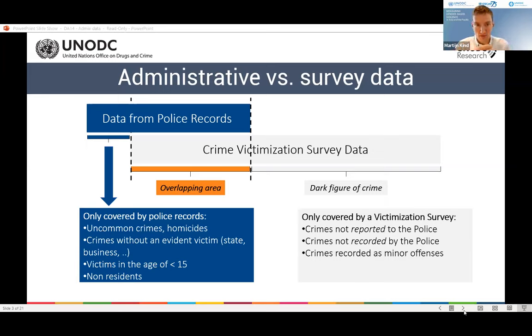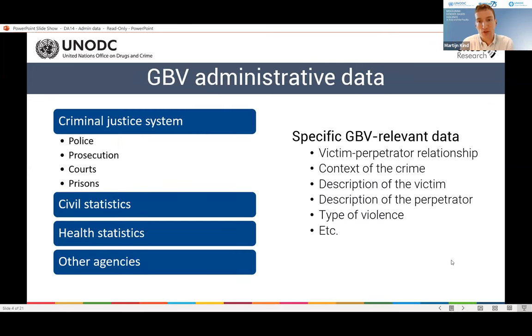So there are definitely advantages to also focusing on administrative data to get a full picture of gender-based violence in your country. On the next slide, you can just see the kind of administrative sources that we're talking about. Since I work for UNODC, I will mostly be focusing on the criminal justice system, but there are other sources of administrative data that were also discussed yesterday. I won't talk about all of them, but I just want to highlight a few brief examples.